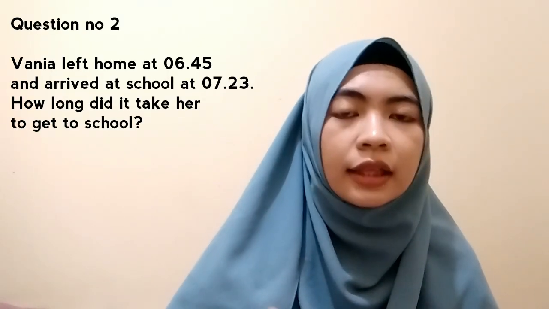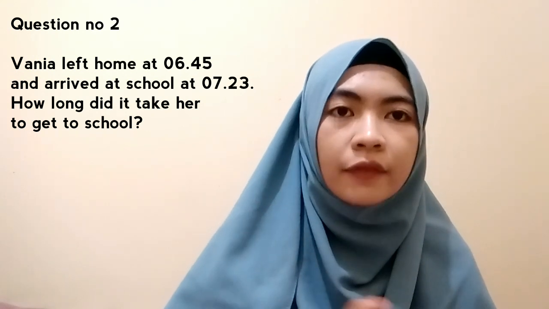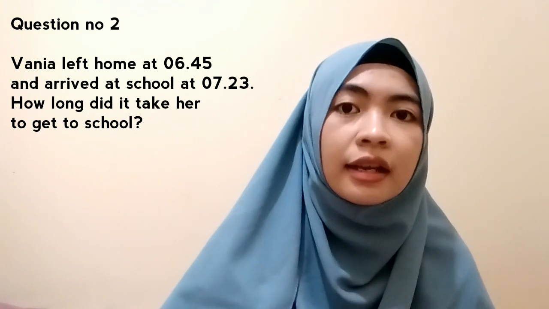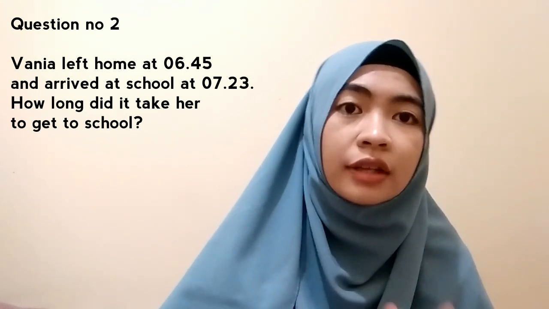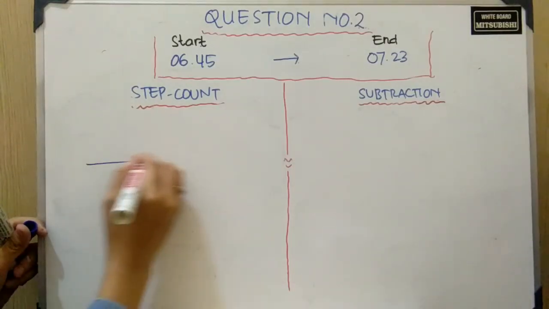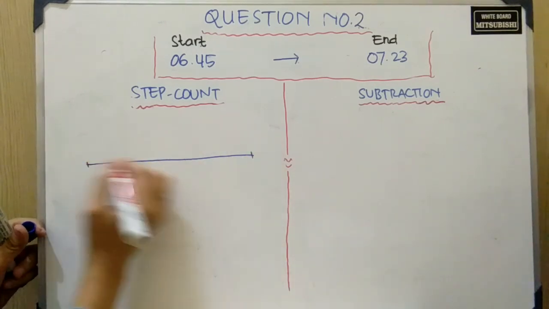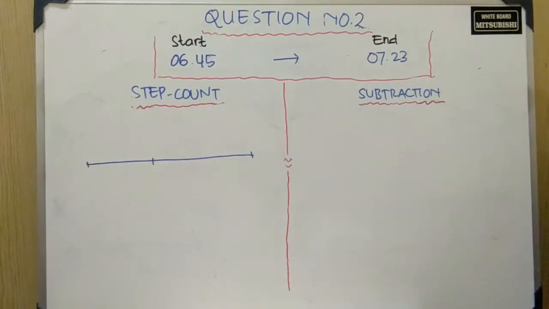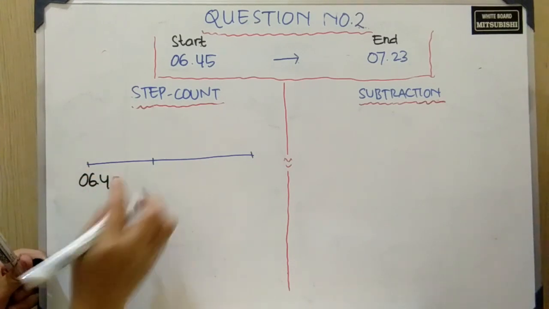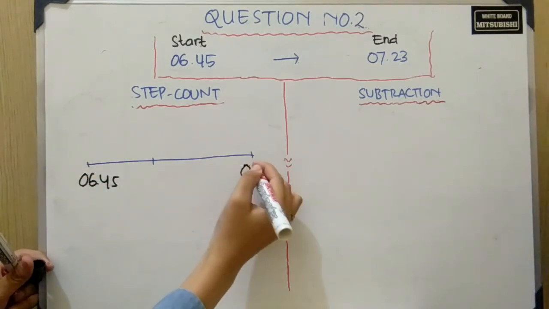Next to the second question. Fania left home at 6:45 and she arrived at school at 7:23. How long did it take her to get to school? We use step count first. Draw a line to write the start time and the end time. So we write 6:45 and 7:23.